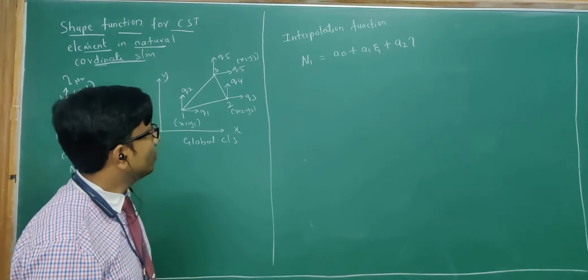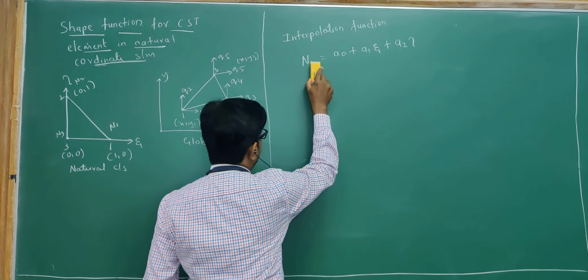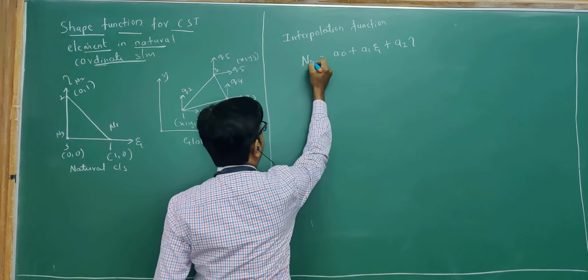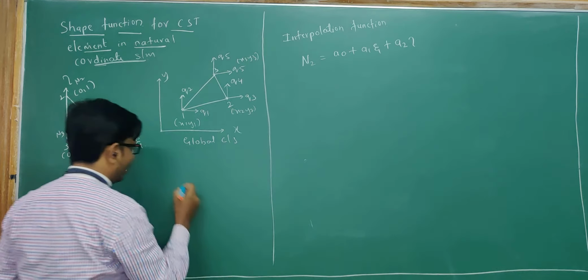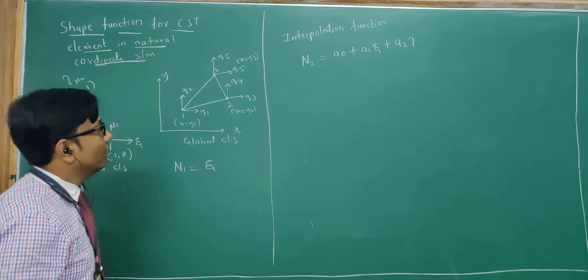So next we will be going for the n2 shape function. We got n1 is equal to zeta here. Now next we will be writing n2 here. I will just write down what the n2 value is. n1 we got as zeta. Okay, next we will go for n2.